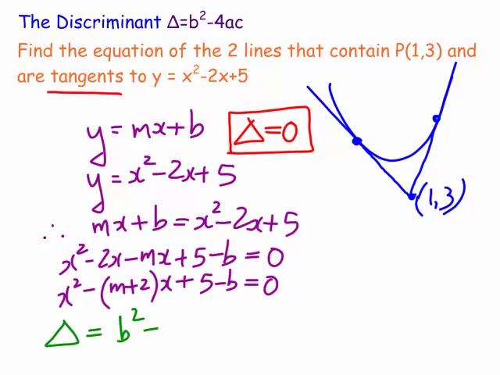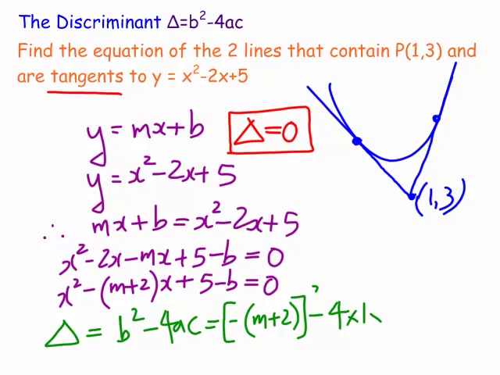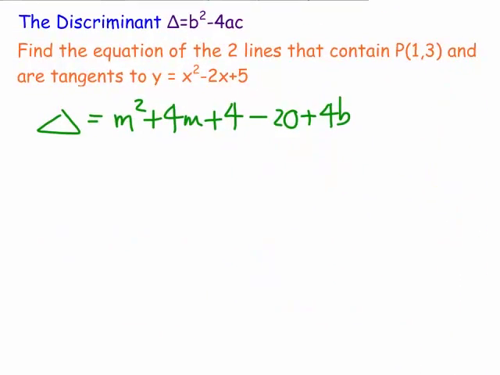Let's just rewrite it. Delta is equal to, in this case, minus (m plus 2) all squared, minus 4 times a, which is 1, and c, which is, let's put that in brackets, 5 minus b, so we don't forget to multiply it out. So we need to actually work out what the delta is. I've just expanded it out, b squared minus 4ac.